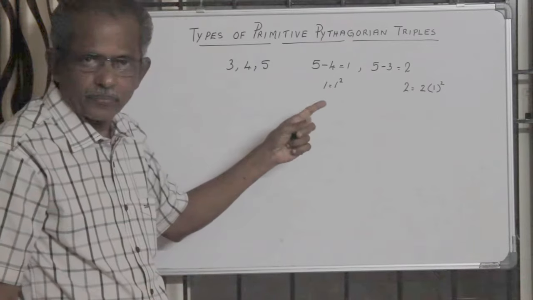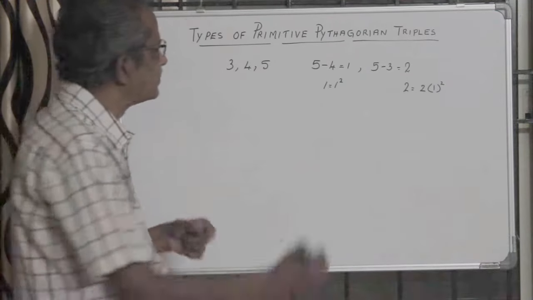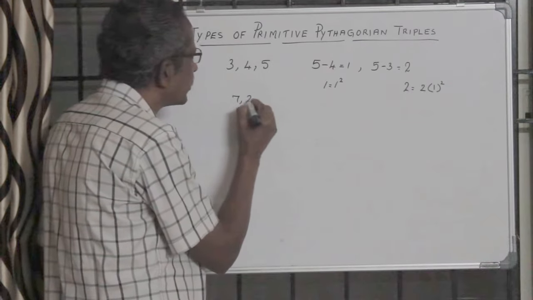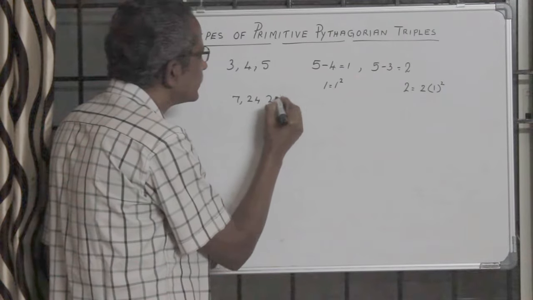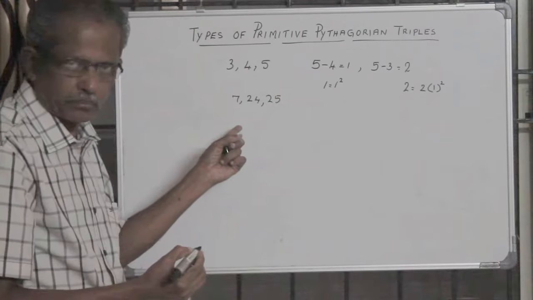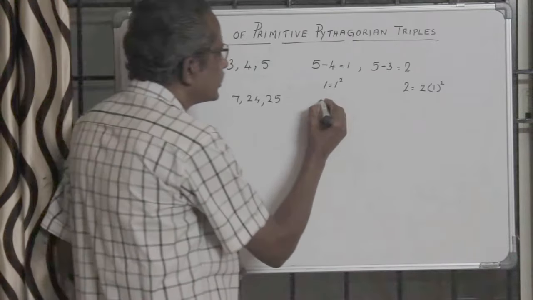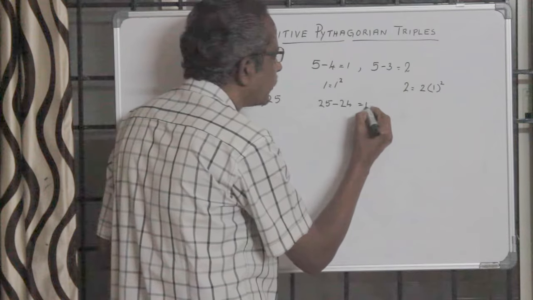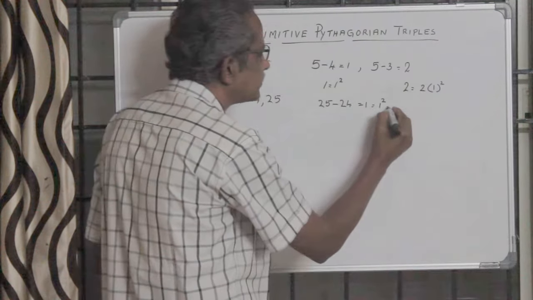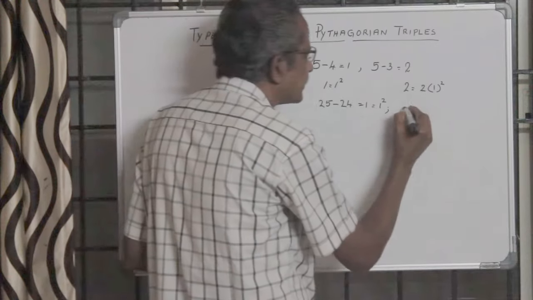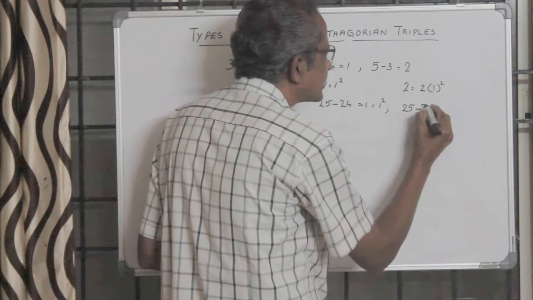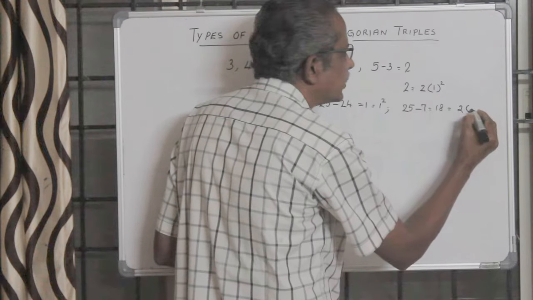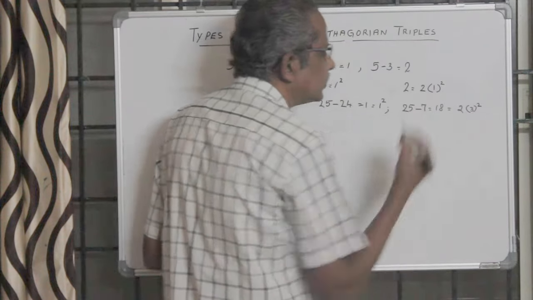For this, we can see another example. That is the primitive 7, 24, 25. This is another primitive Pythagorean triple. See, 25 minus 24 is equal to 1. Again 1 to the power of 2. 25 minus 7 is equal to 18. That can be written as 2 into 3 to the power of 2.